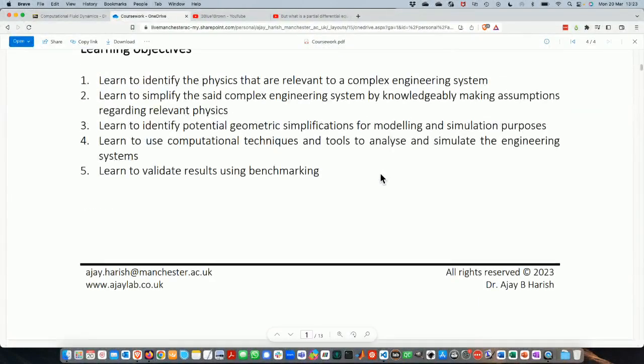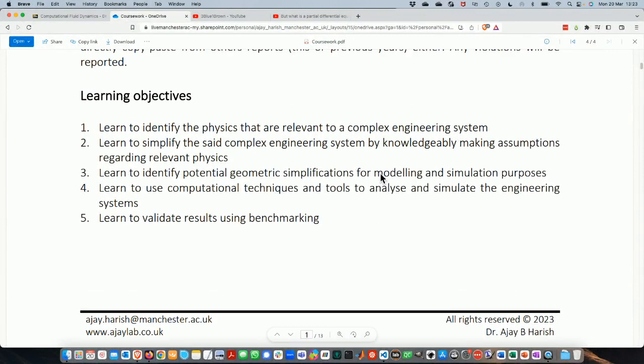So what are our objectives for the coursework? Eventually, for the course and for the assessment, we want to see if you're able to understand the physics of the problem, if you're able to simplify it, and if you're able to put it into a simulation tool and run it. And based on whatever result you get, are you able to make a critical analysis of that? Write a paragraph about it and say why it is in a particular trend. That's all that's expected out of this report.